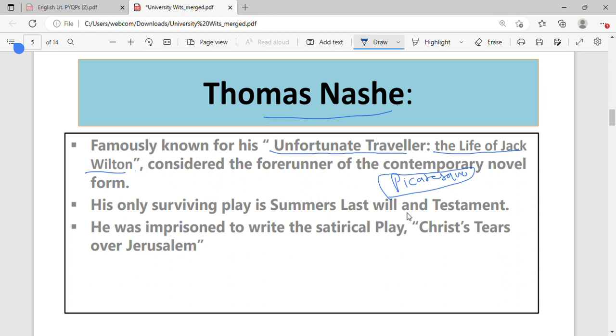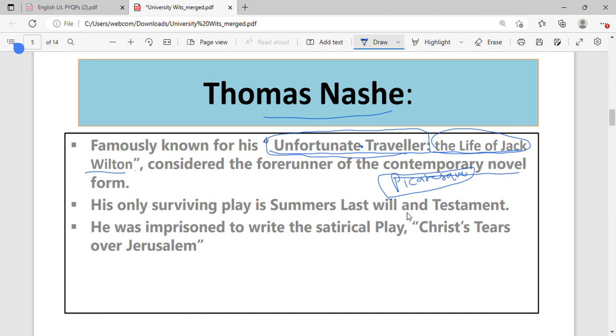The novel that is being written today, it is being said that it is the first novel that ever came into existence. Today the novels that we have, its first form was Unfortunate Traveler. In this novel, our contemporary novel's first form can be seen. That's how our novel was at the very beginning. So this novel is called the predecessor. He is called the first novelist as well, to start writing the novel. So what you have to remember here is the subtitle as well. It is a very important detail that you have to note down.